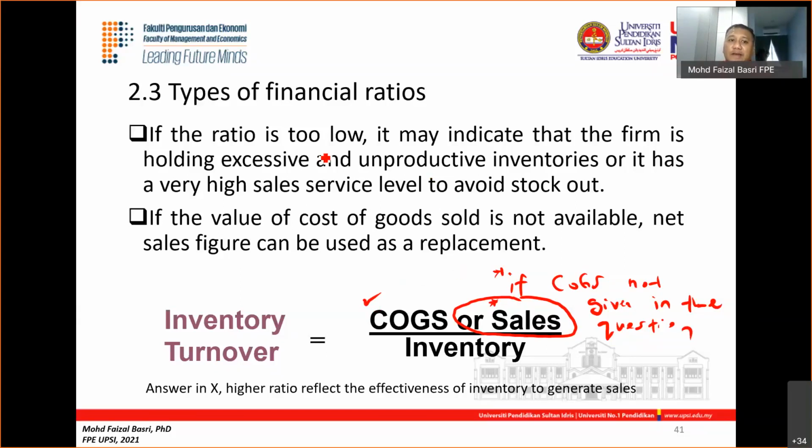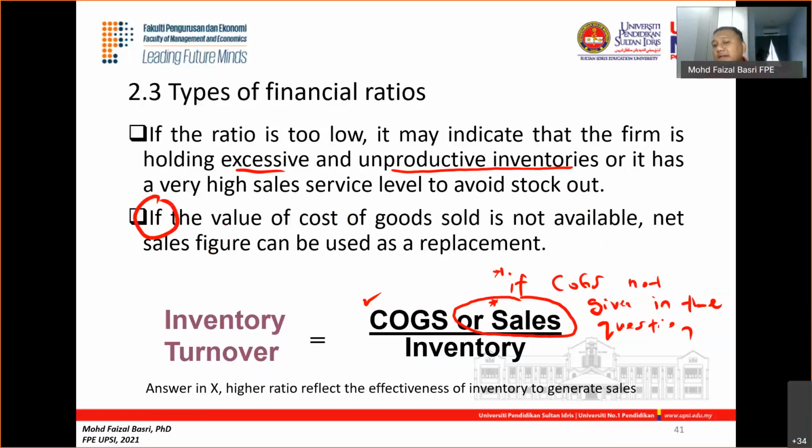Okay, so the ratio should be high because the higher the better. But if the ratio is too low, it indicates that the company has excessive stocks and unproductive inventories, and therefore it's inefficient. That's why the second bullet here specifies that if the value of cost of goods sold is not available, then you use the sales amounts as a replacement.